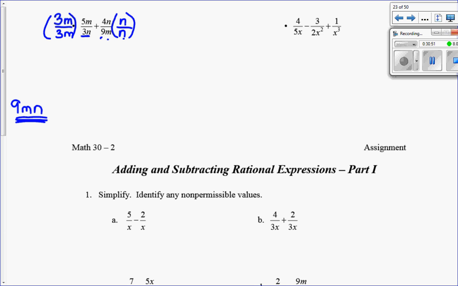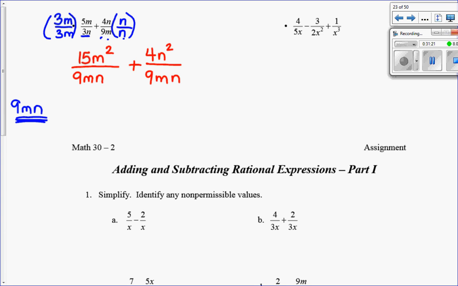I have 3m on top times 5m. Well, that's 15m squared. And the denominator is going to be 3m times 3n. 3 times 3 is 9mn. Then plus, in the numerator on the other side, I have 4n times n. So that's 4n squared. And on the denominator, I've got 9m times n. That's 9mn.